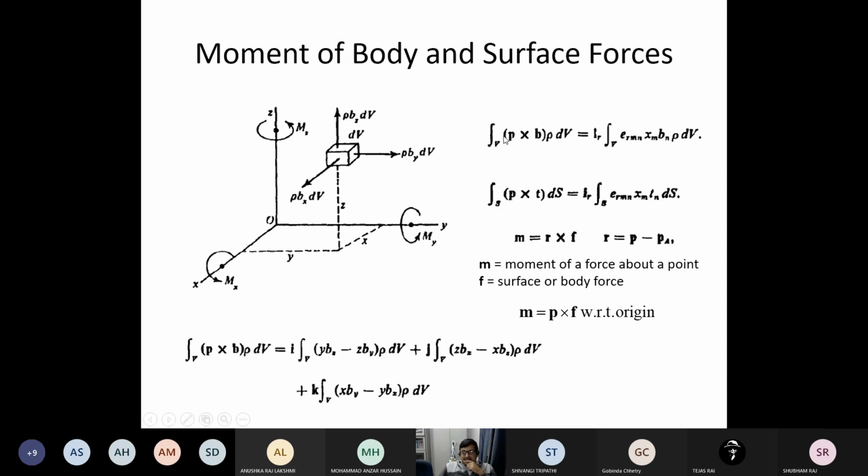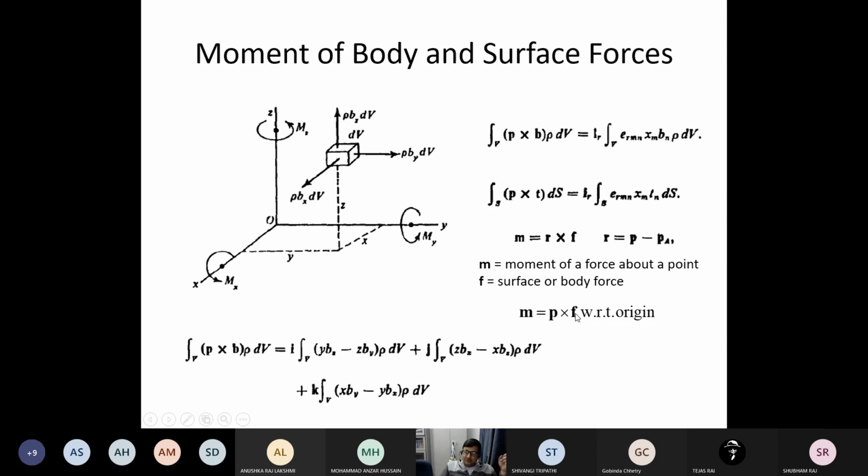If P is the position vector, see here, if this is the reference frame where I want to give a couple, where do I want to give a moment, right? Now in that moment, M is the moment of a force about a point, and F is the surface or body force. So M is the position vector cross F, surface or body force. If it is B, it will be P cross B. If it is T, it is P cross T.